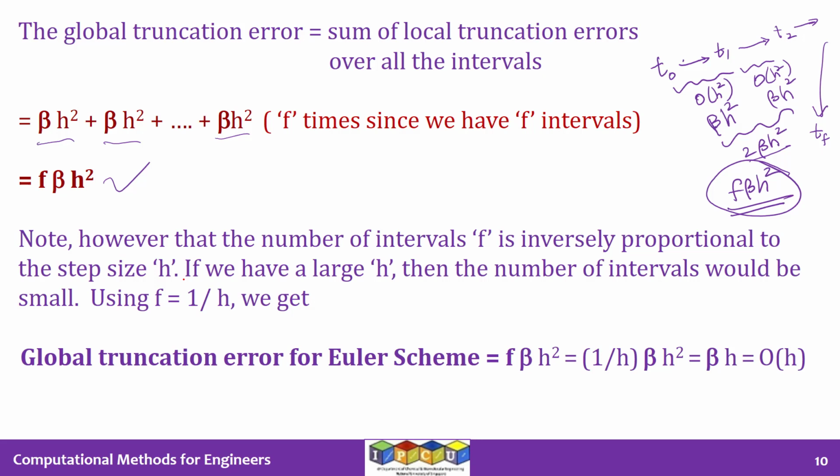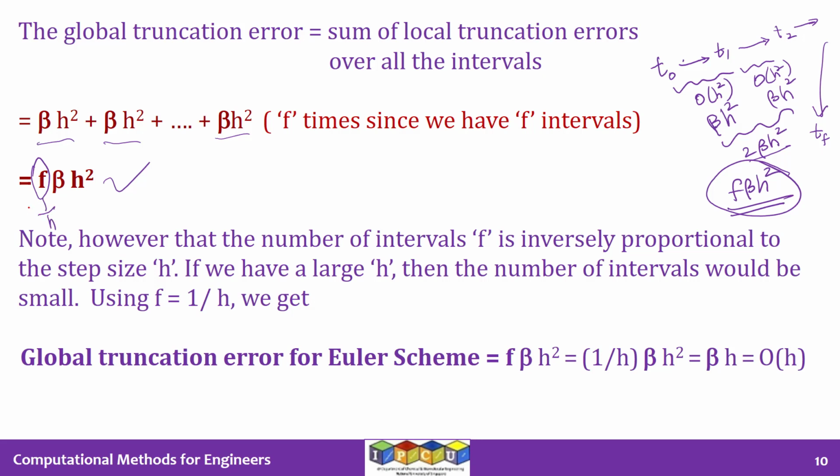From t0 to tf, I can choose just one interval. I can go from t0 to tf in just one step, or 5 steps, or 7 steps. If I use more steps, h will be small. In other words, if h is small, I will have more intervals, which means f will increase. If I have large h, f will decrease. So f is inversely proportional to h. Therefore, I can replace this f by 1 by h.